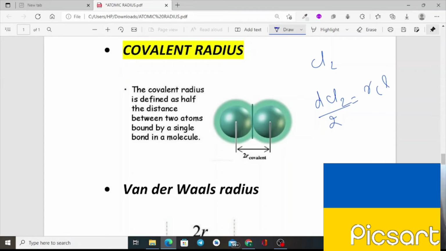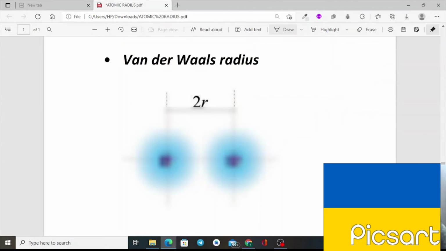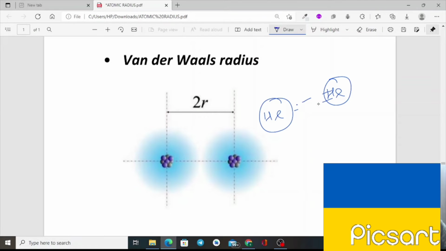Moving forward, we have van der Waals radius. We know that van der Waals is a kind of weak interaction. Suppose we are taking an example of two helium atoms, noble gases. We know that they do not combine, they do not overlap, they have very weak interaction. Half of the internuclear distance between the two helium atoms, if we divide it by 2, will give us the radius of helium.